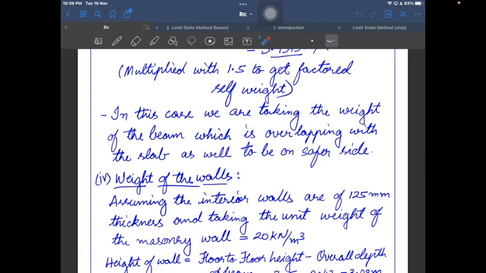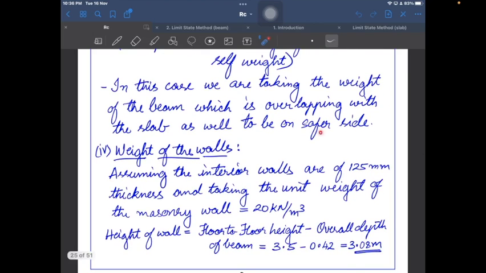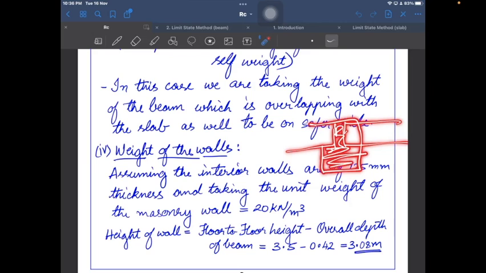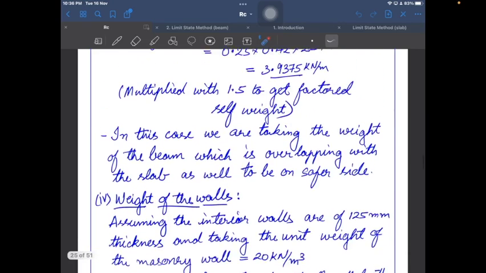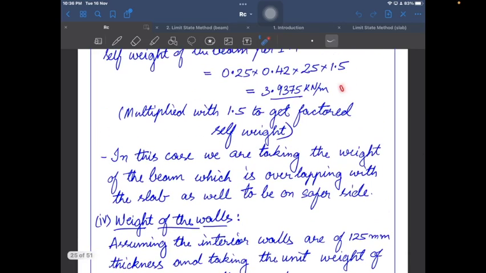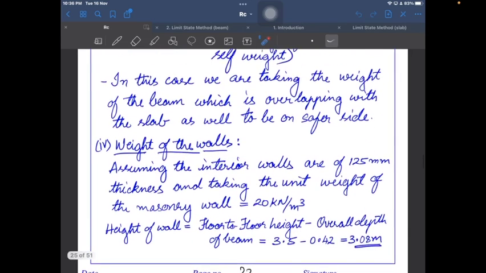In this case, we are taking the weight of the beam which is overlapping. Like a few seniors have ignored part of the slab. They have just taken this much weight of the beam. But we are taking the complete weight of the beam to be on the safe side. Yes, we should do this to be safe.